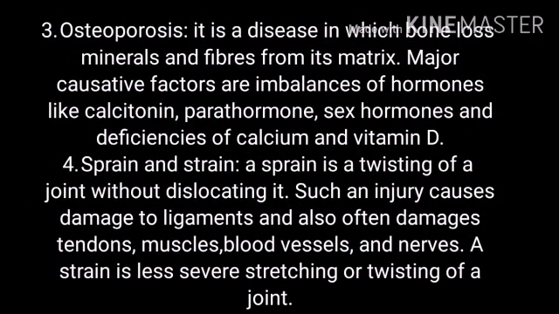Osteoporosis. It is a disease in which bone loses minerals and fibers from its matrix. Major causative factors are imbalances of hormones like calcitonin, parathormone, sex hormones, and deficiency of calcium and vitamin D. Sprain and strain. A sprain is a twisting of a joint without dislocating it. Such an injury causes damage to ligaments and also often damages tendons, muscles, blood vessels, nerves. A strain is a less severe stretching or twisting of a joint.